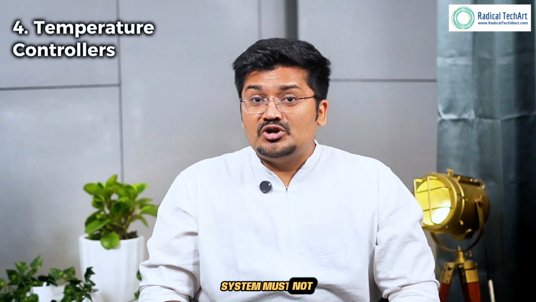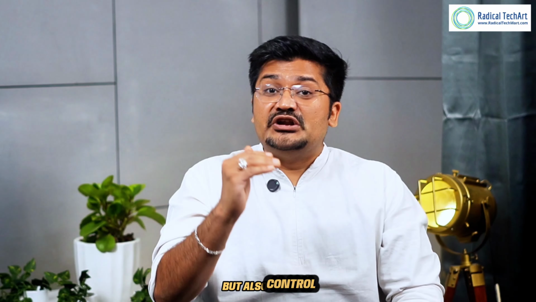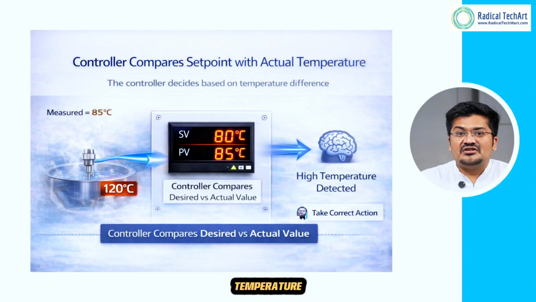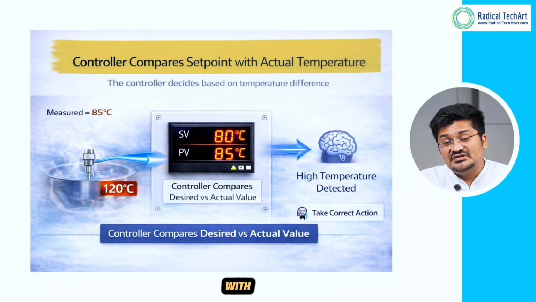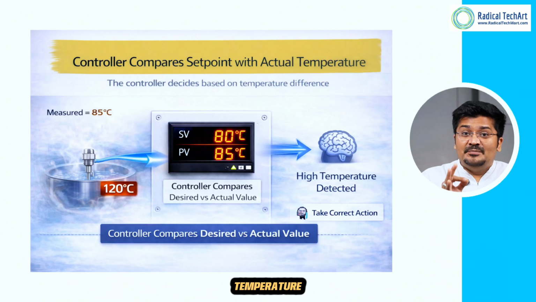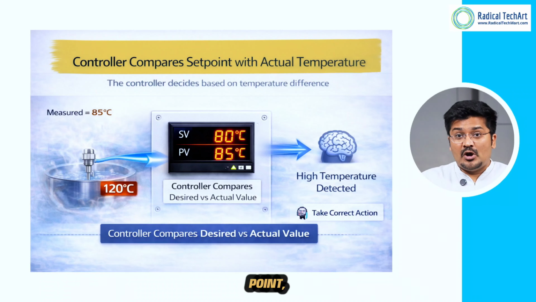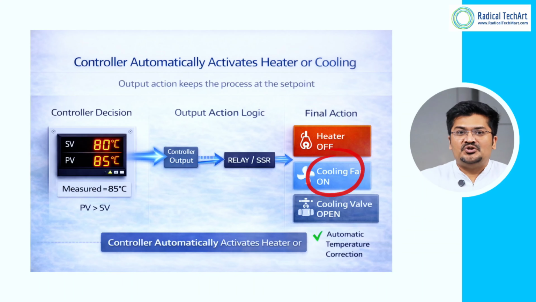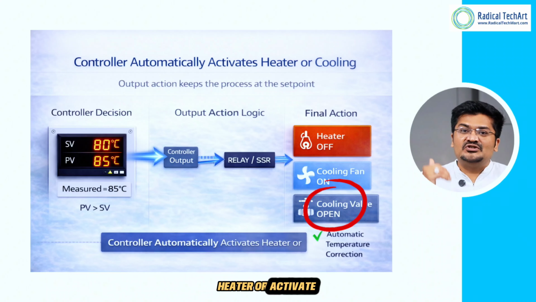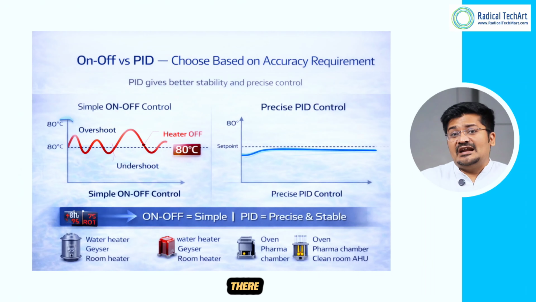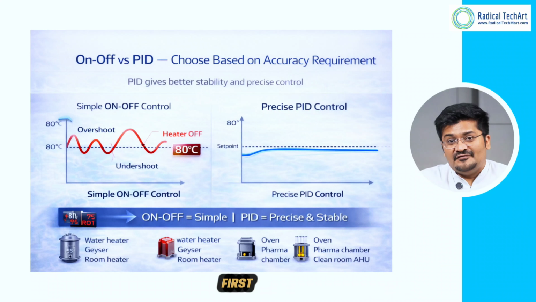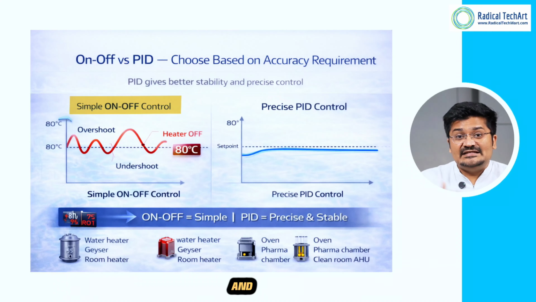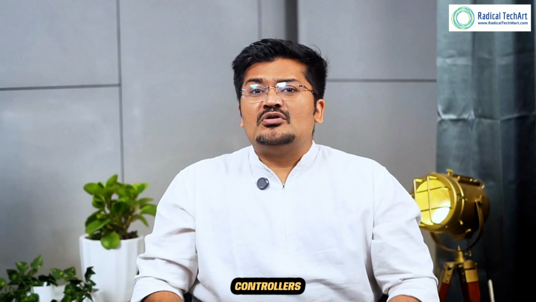Sometimes the system must not only measure temperature but also control it. This is where temperature controllers are used. A temperature controller compares the measured temperature with the desired value. If the temperature goes above or below the set point, then the controller activates a device. For example, turn on or turn off a heater, or activate cooling and start the AC. There are two common types of controllers. First one is the very basic on-off controller and second is the PID controller. PID controllers provide more precise temperature control.